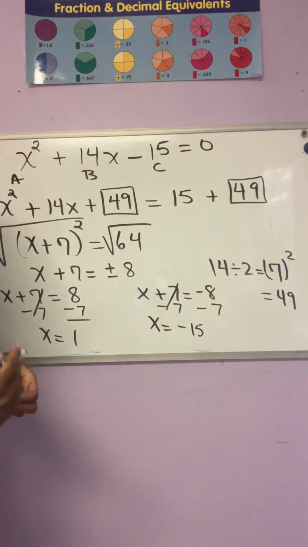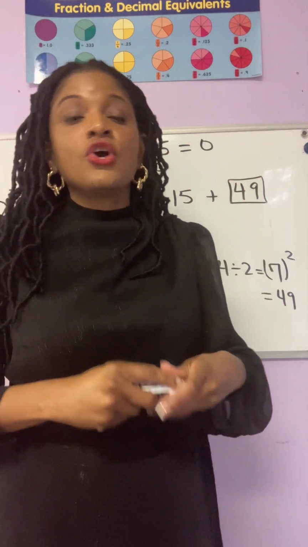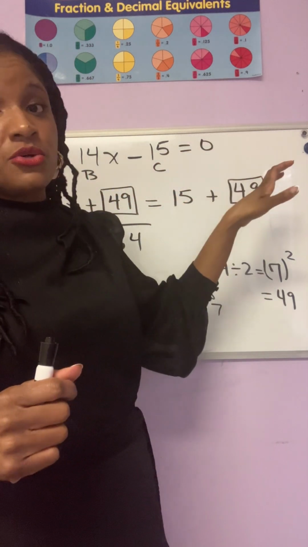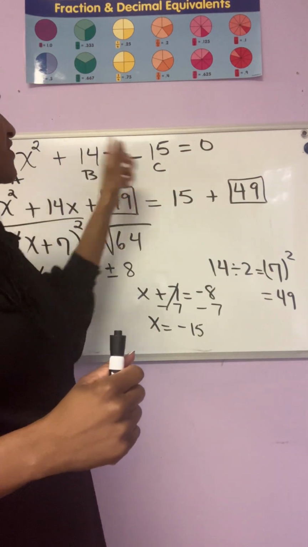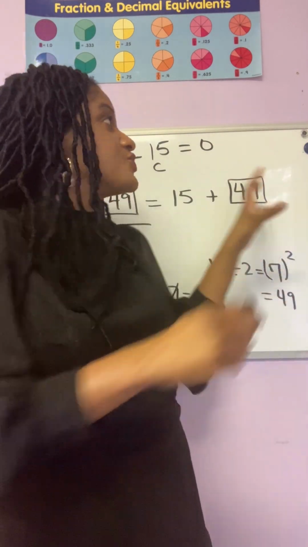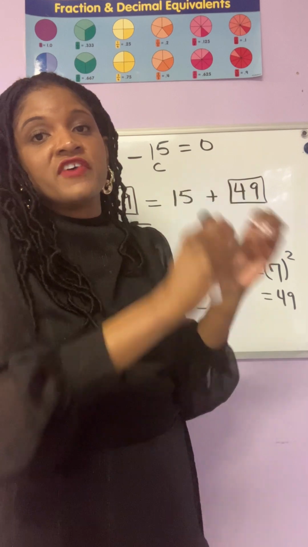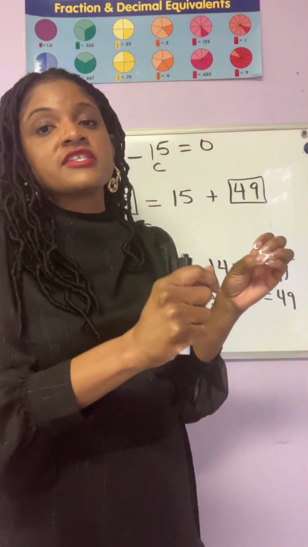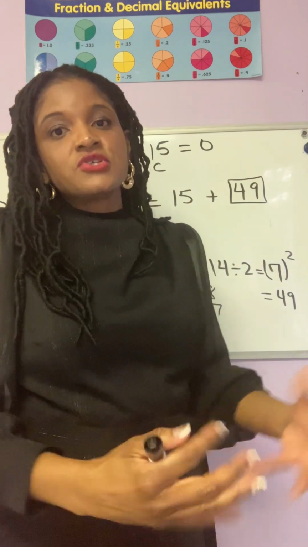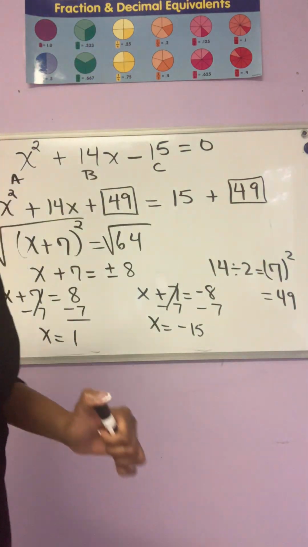Now, if you are doing this on your own and you want to check your answer, you can actually plug in the 1 wherever you see x, and you will get 0. And you can plug in the negative 15 wherever you see x, and you will get 0. So those are the values that will give you 0. That's why they call them zeros of the function, because where it crosses the x-axis, y is 0. So that's why we call it 0 of the function.